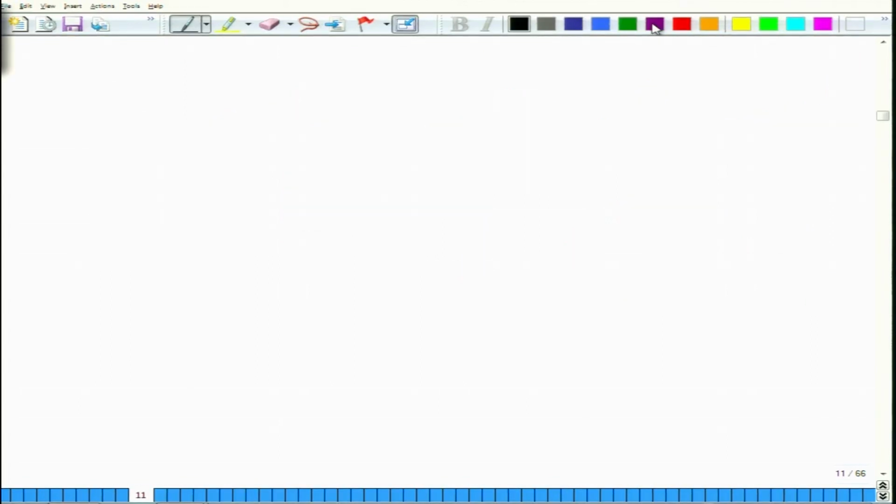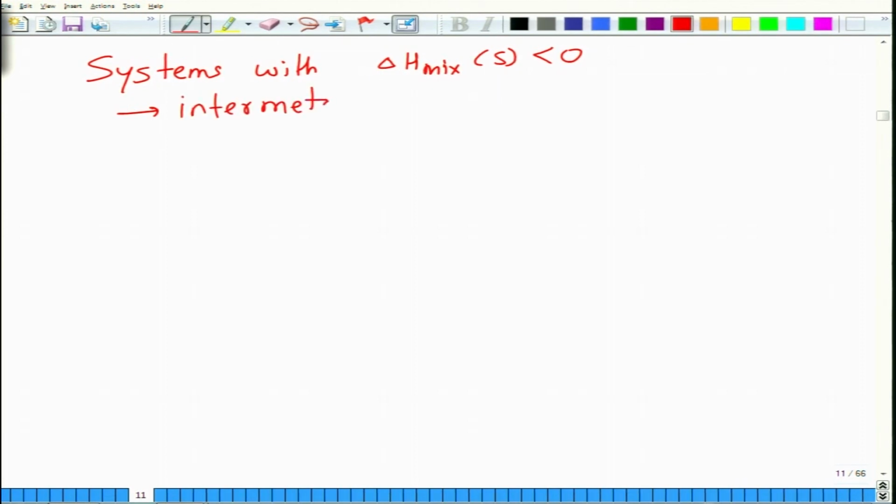You can have systems with delta H mix in the solid phase less than 0. So one was the eutectic system, but you can also form intermetallics and ordered phases.